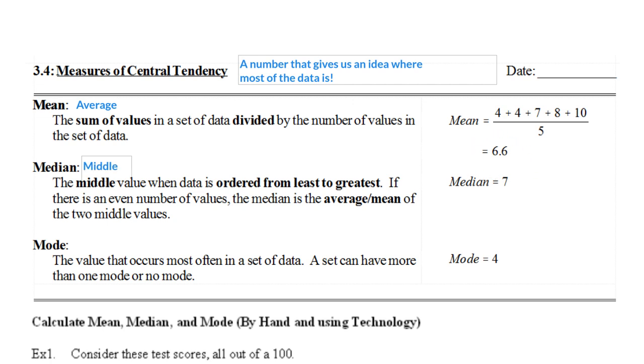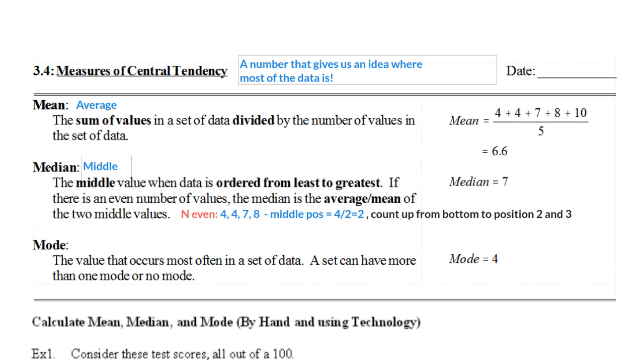The next concept is the median. The median stands for the middle, okay? It's really looking at the middle value of data ordered from least to greatest. If there's an even number of values, then the median is the average of the middle two values. Okay, so let me give you two lists, and we'll go over them right now.